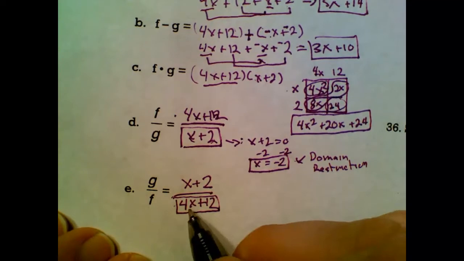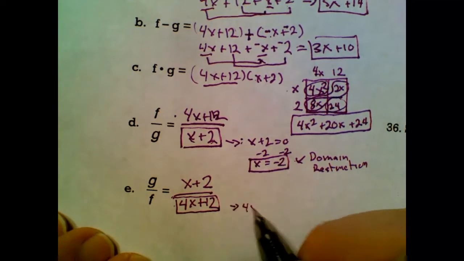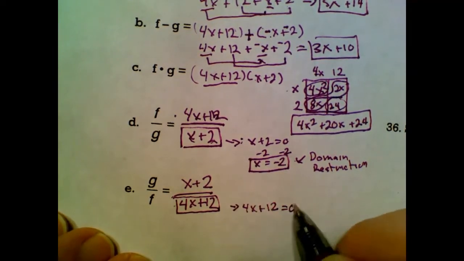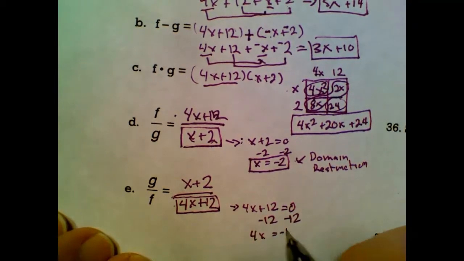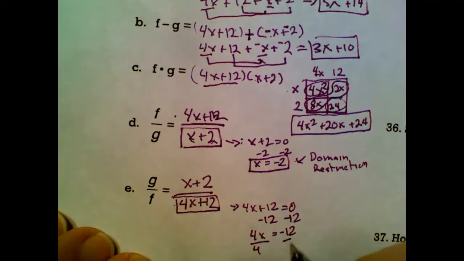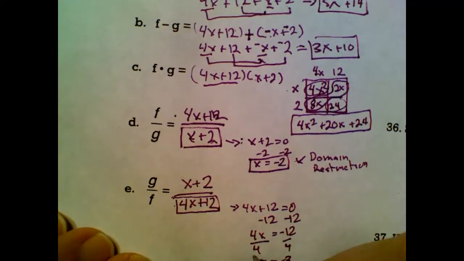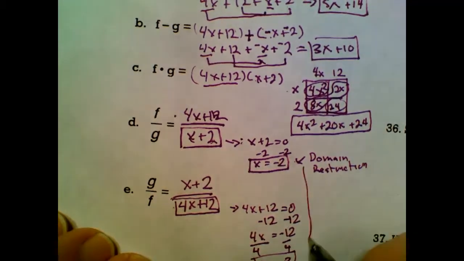Well, if you're not sure what it is, we just take this 4x plus 12 and set it equal to 0. So we subtract the 12, subtract the 12. So we have 4x is equal to negative 12. Divide by 4, divide by 4. And so we have x is equal to negative 3. So what is our domain restriction? Negative 3.